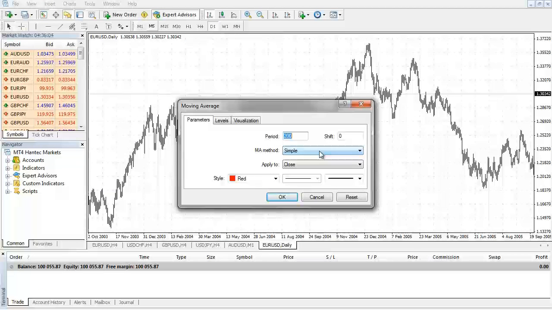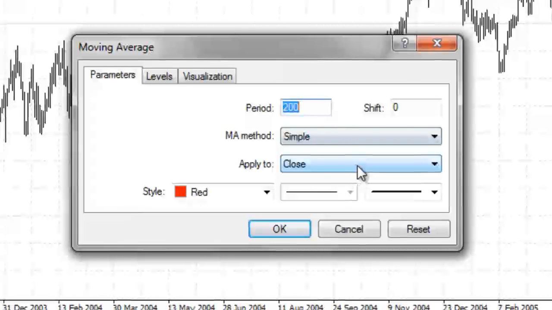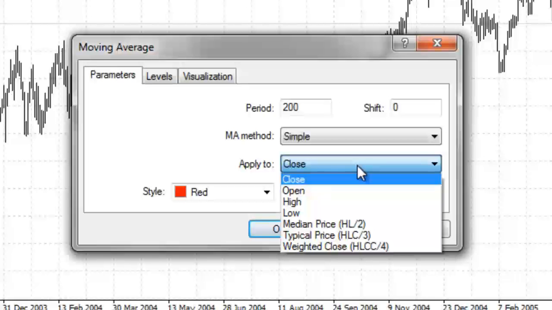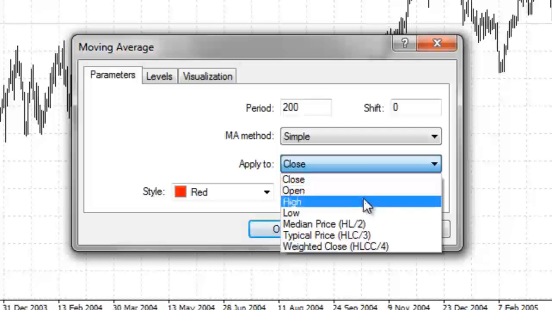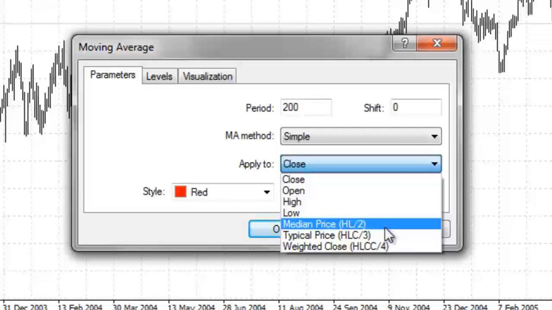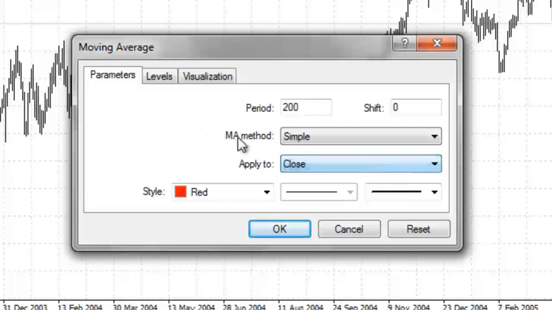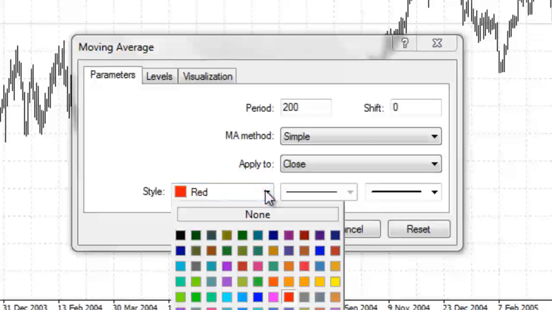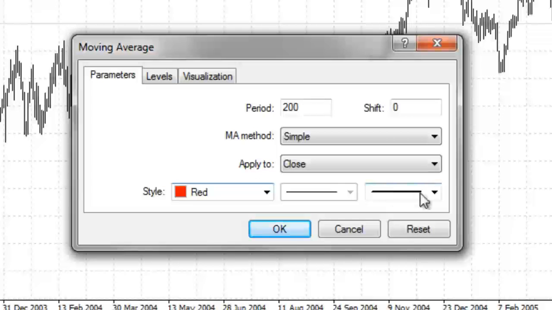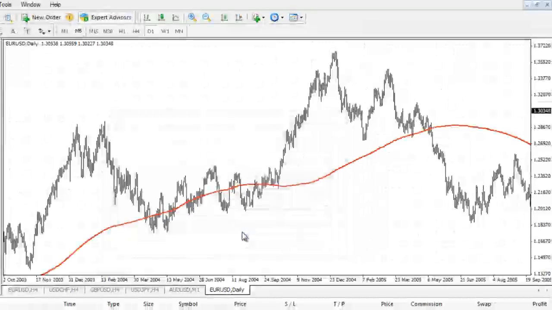Now, in addition to applying different types of moving average, we can also choose whether to apply the moving average to the closing price, which is most common, or to the opening price, or the high or the low. We even have a couple of other options here. We can apply the moving average to the median price, or what's known as the typical price, or the weighted close. You've got the option to change the color of your moving average, change the line style, and change the weighting. Now for now we'll apply this 200 period simple moving average based on the close.